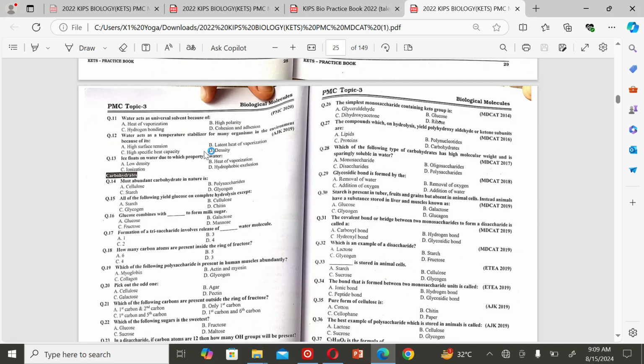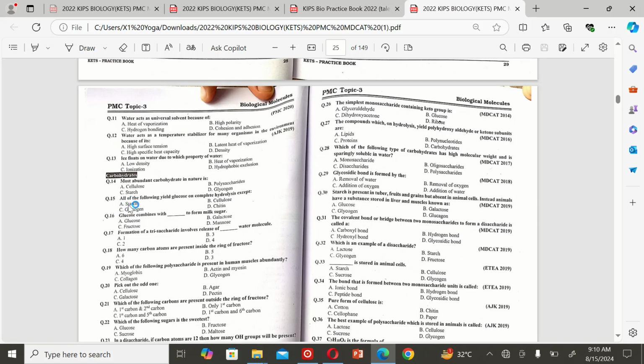High specific heat capacity. The next MCQ is: ice floats on water due to which property of water? A. Low density, B. Heat of vaporization, C. Ionization, and D. Hydrophobic exclusion. So the correct option is A. Low density. The next MCQ is: the most abundant carbohydrate in nature is A. Cellulose, B. Polysaccharides, C. Starch, and D. Glycogen. So the correct option is A.